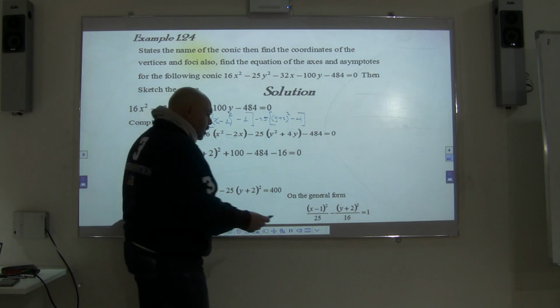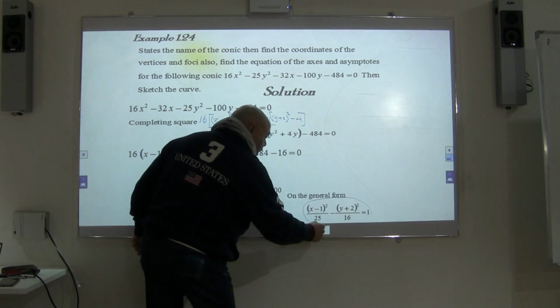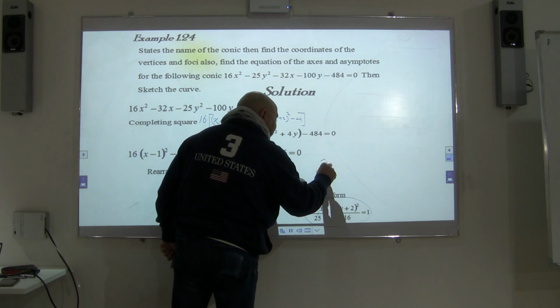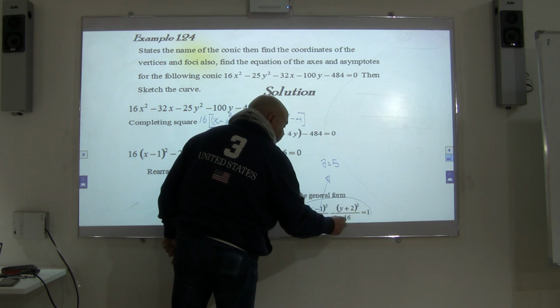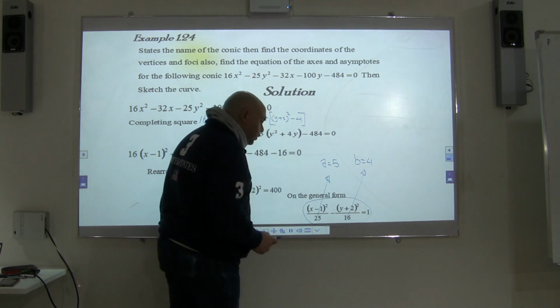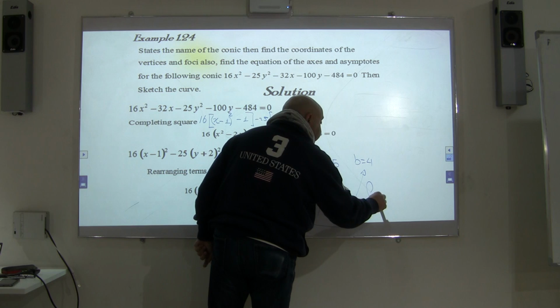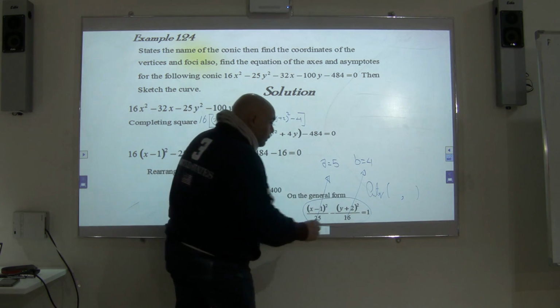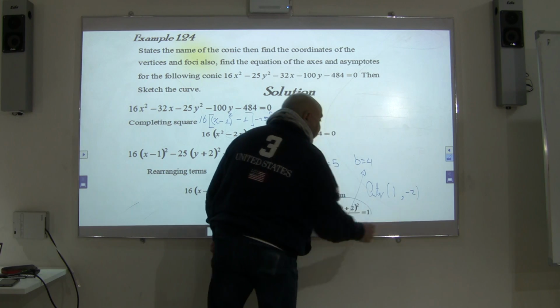As you can see, this is an equation of a hyperbola. An equation of a hyperbola with A small equal to 5. Now I have B small, which is 4. The center of this hyperbola is going to be 1 and negative 2.